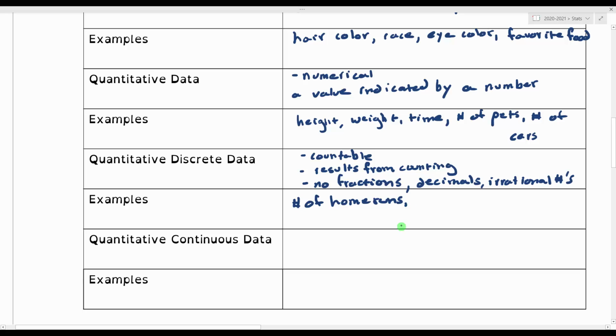The reason is that if you count the number of home runs that somebody hits, they can hit 10 home runs, they can hit 11 home runs, but they can't hit 10.5 home runs. There's nothing in between the 10 and the 11 that exists. So there are gaps in the data between 10 and 11, because we're counting by a particular interval. That is what makes it discrete. Another example of quantitative discrete data might be the number of students in a stats class.